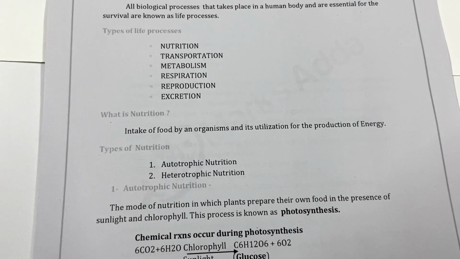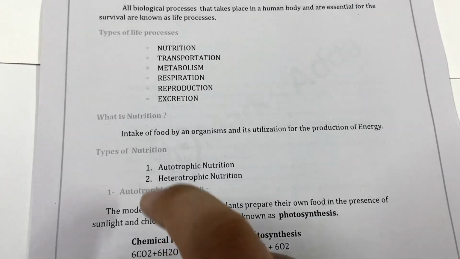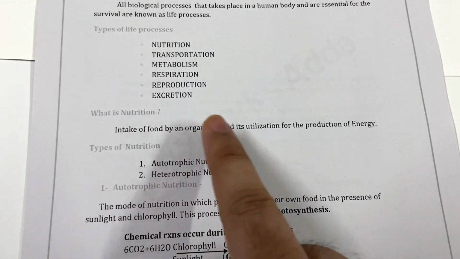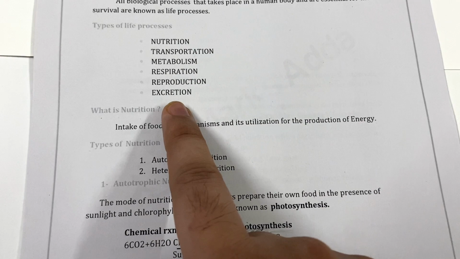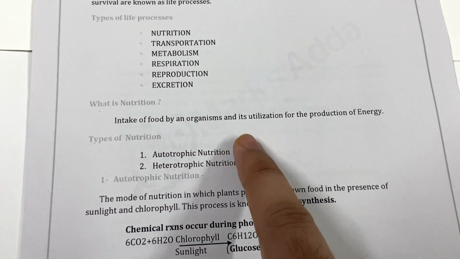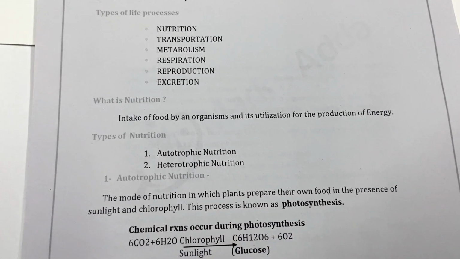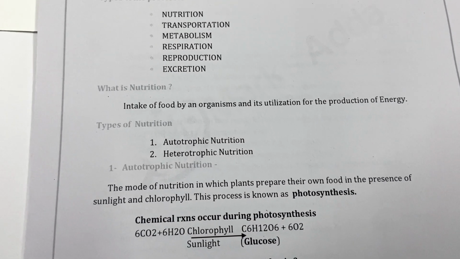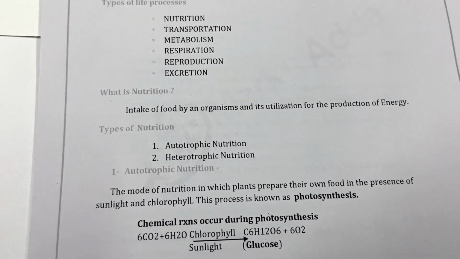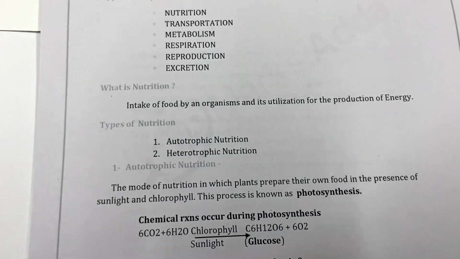Nutrition is intake of the food and obtaining energy from that food. So when we intake the food and utilize that food for production of energy, this is known as nutrition. Nutrition is of two types, autotrophic and heterotrophic. Autotrophic nutrition is that nutrition in which an organism can prepare their own food. For example, plants by the process of photosynthesis.